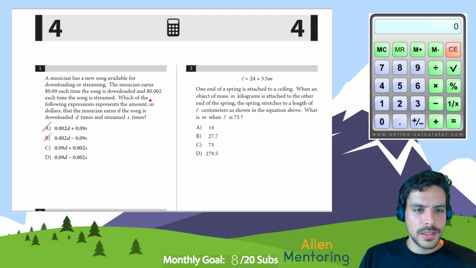Plus $0.002 times each time it's streamed, which is S. And so it's not going to be subtraction, right? You're not losing money every stream. You're gaining money, so it's going to be C.